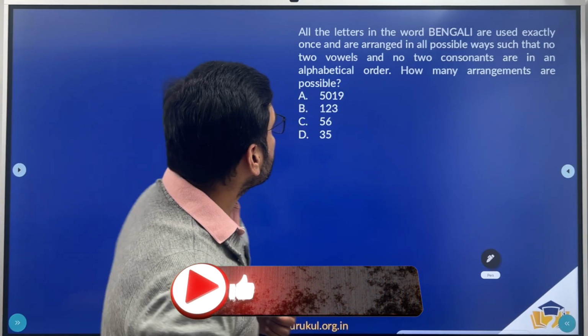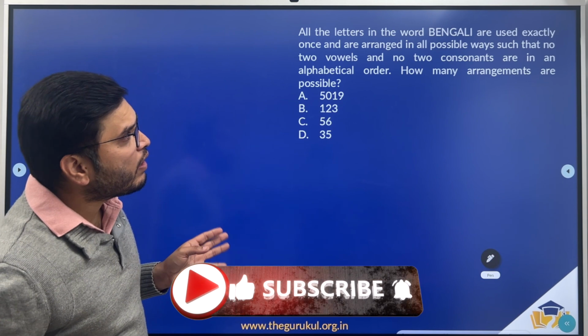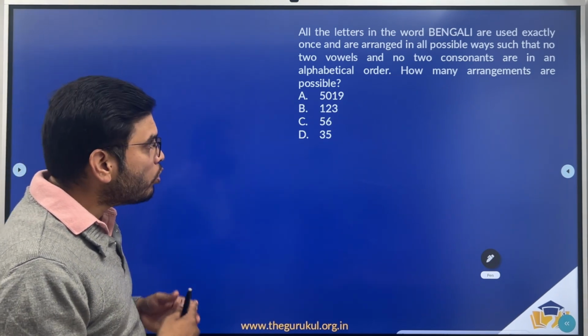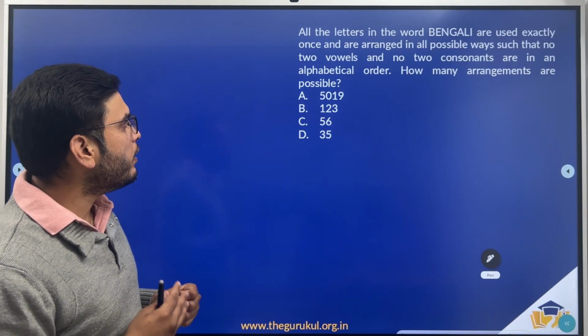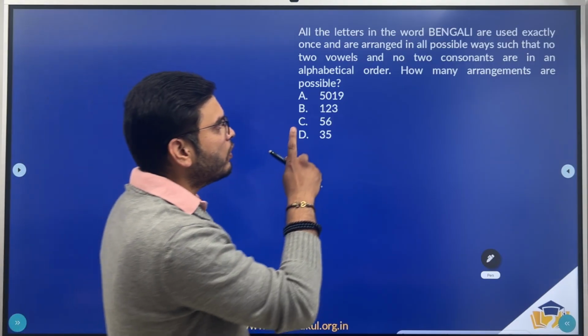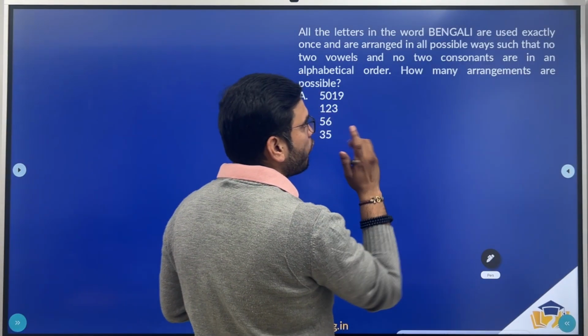Now coming to the second question, all the letters in the word Bengali are used exactly once, and they are arranged in all possible ways, such that no 2 vowels and no 2 consonants are in an alphabetical order. How many arrangements are possible? So how many vowels do we have? We have 3 vowels and 4 consonants, right?